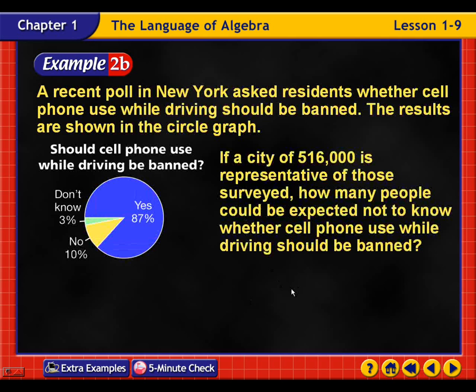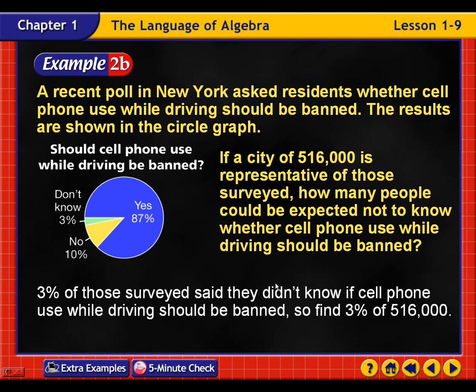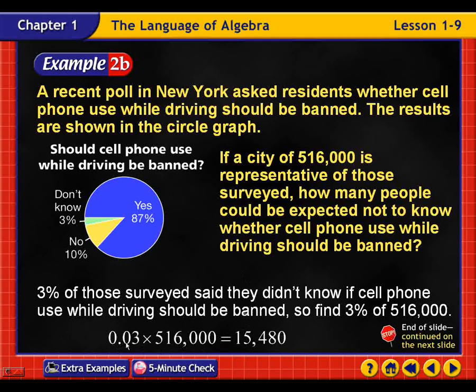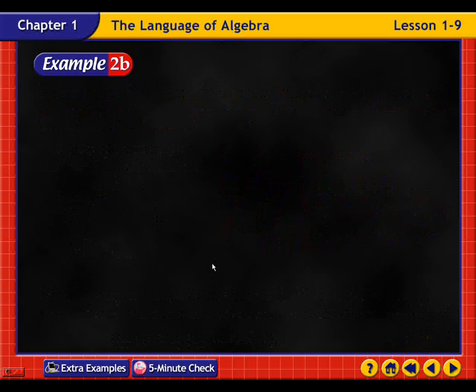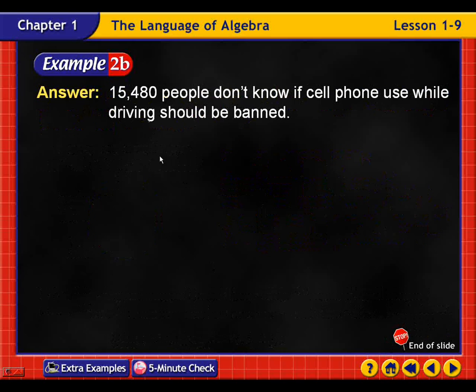The next thing we'll look at is if a city of 516,000 is representative of those surveyed, how many people could be expected not to know whether cell phone use should be banned? Well, we find the part of the pie graph or the circle graph where they don't know, 3%. So we multiply 3% times 516,000, and again that's 0.03 because you move the decimal 2 places to the left, times 516,000 is 15,480. So about that many people don't know.